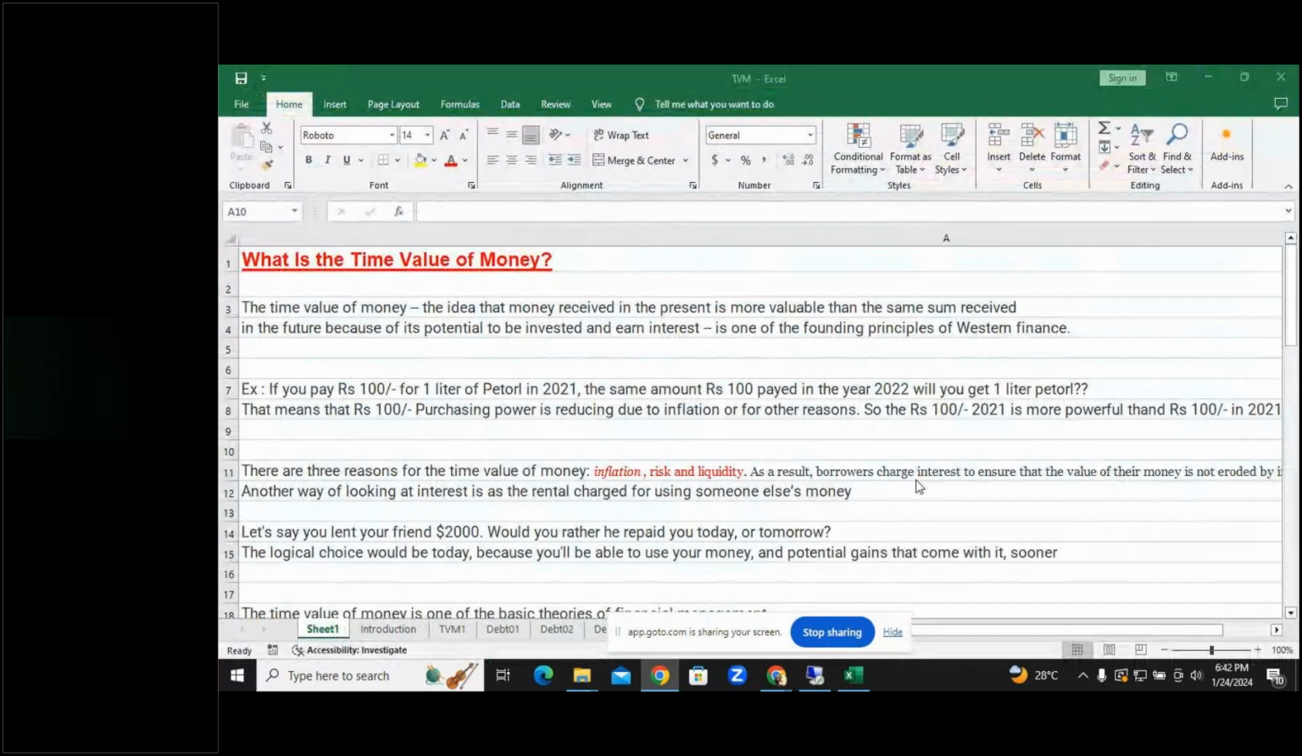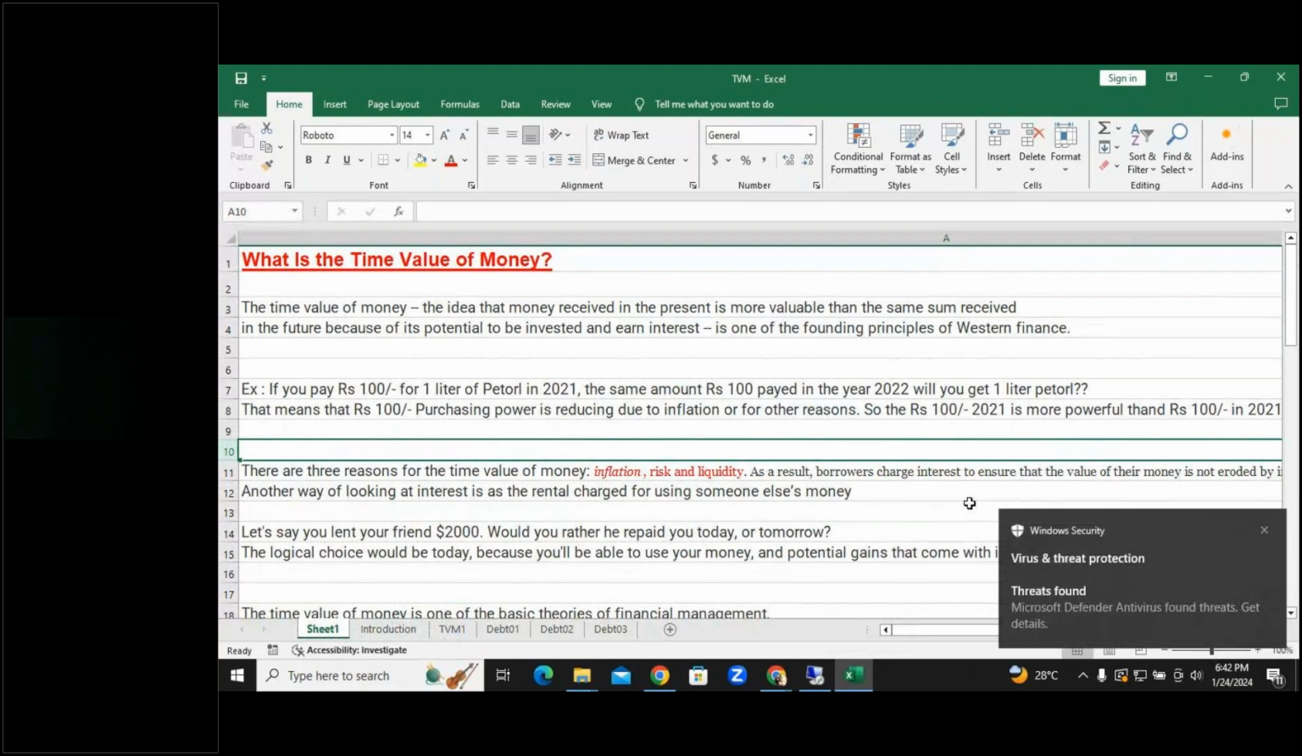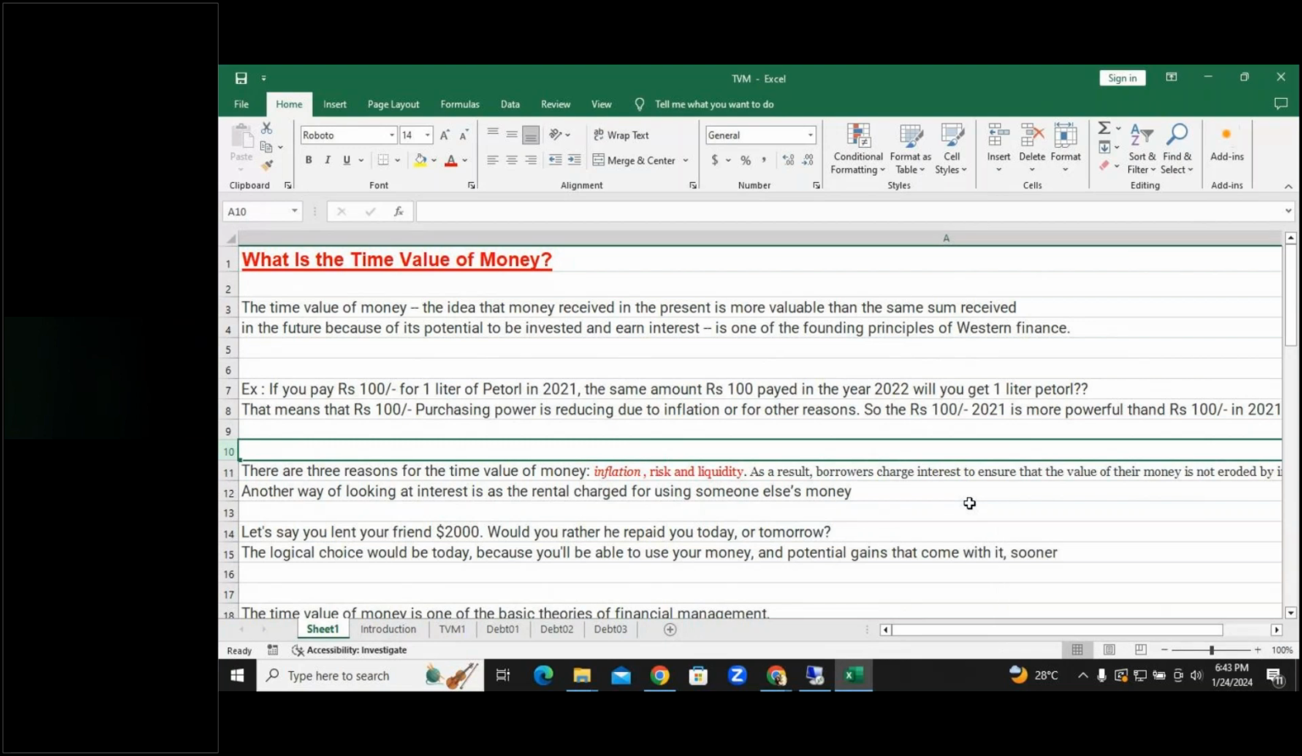So, next concept: time value of money. I hope you people have downloaded the file, and the password is MCC123. So, time value of money. Can anybody explain what time value of money might be?